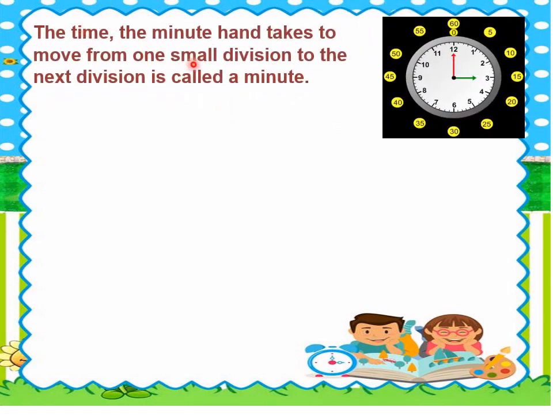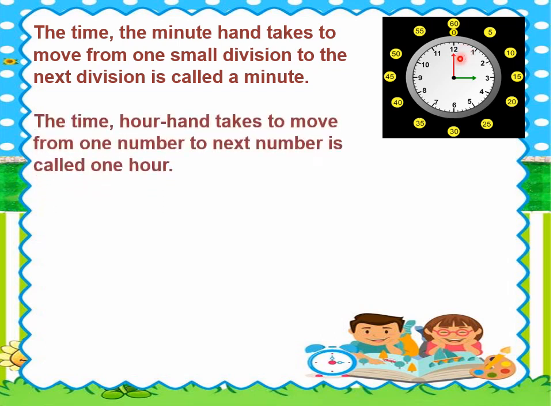The time the minute hand takes to move from one small division to the next division is called a minute. So the longer hand moves from one small division to the next, and that is called a minute. The time the hour hand takes to move from one number to the next number is called 1 hour. So this smaller hand means hour, and it moves from one number to the next number.